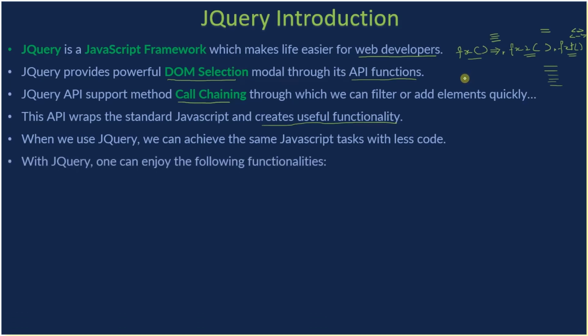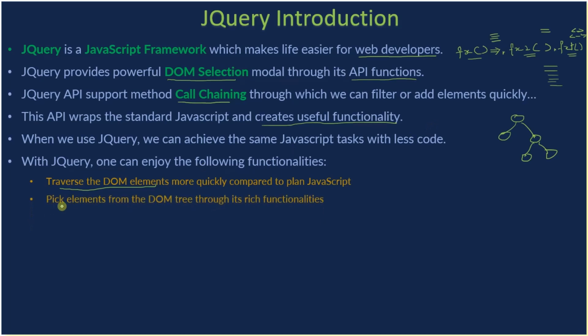With jQuery, one can enjoy the following functionalities. Traverse the DOM elements, which we already talked about. Each HTML element forms a tree-like structure, and jQuery takes care of traversing this tree and picking the element. Pick elements from the DOM tree through its rich functionality. That means jQuery provides a lot of functionality, and using that you can pick a specific element easily.